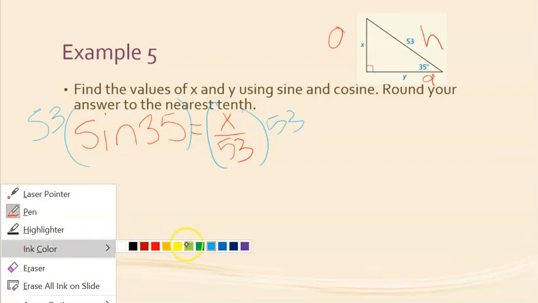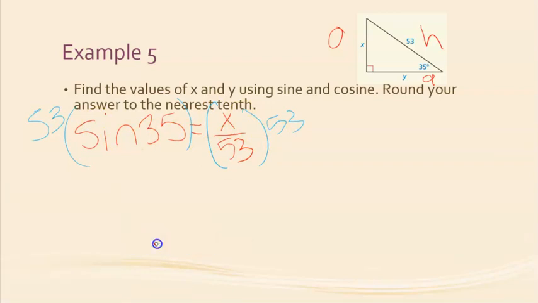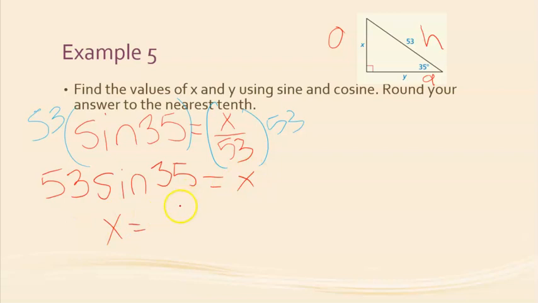Sorry, my 53 is looking gross. So I have 53 times sine 35 equals x, and then if you type that in the calculator, you get 30.4.